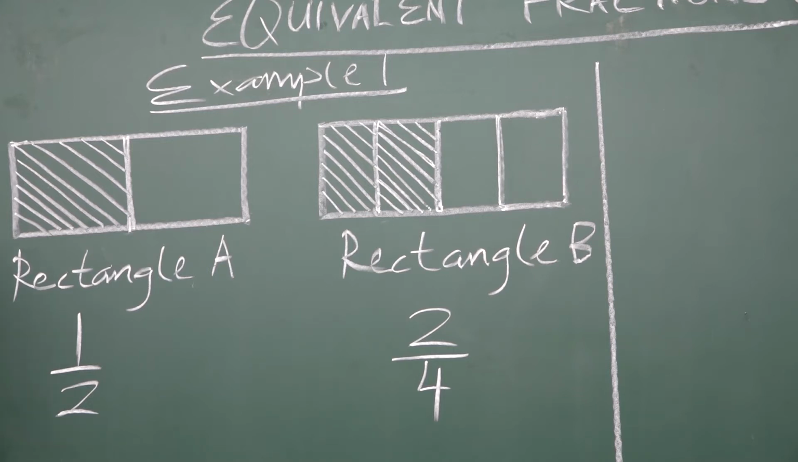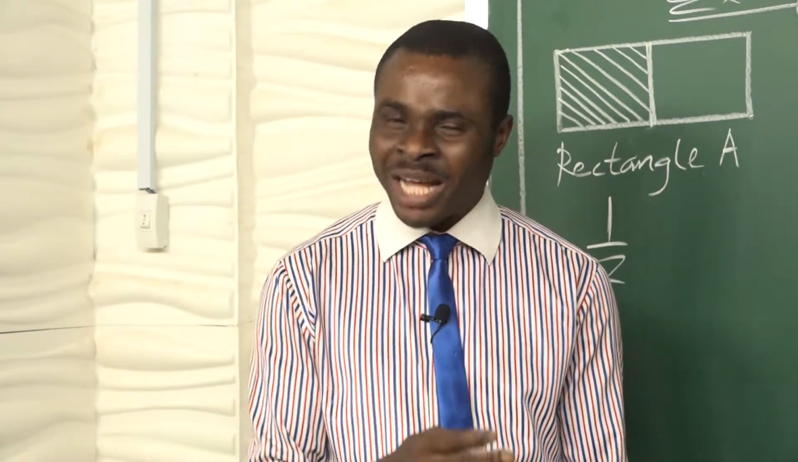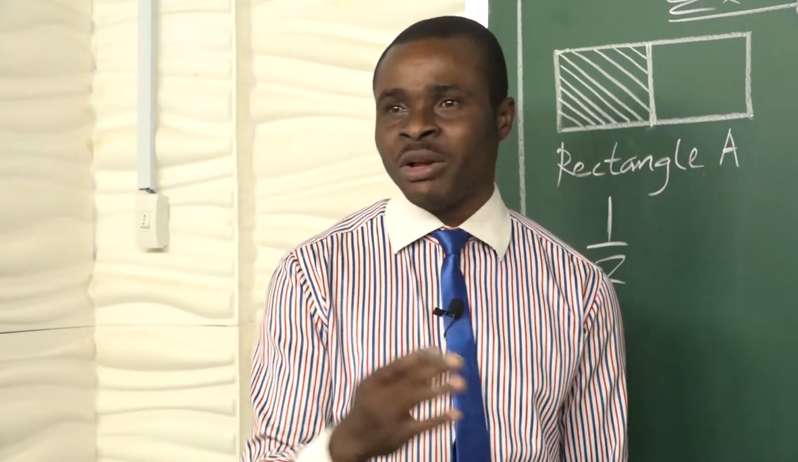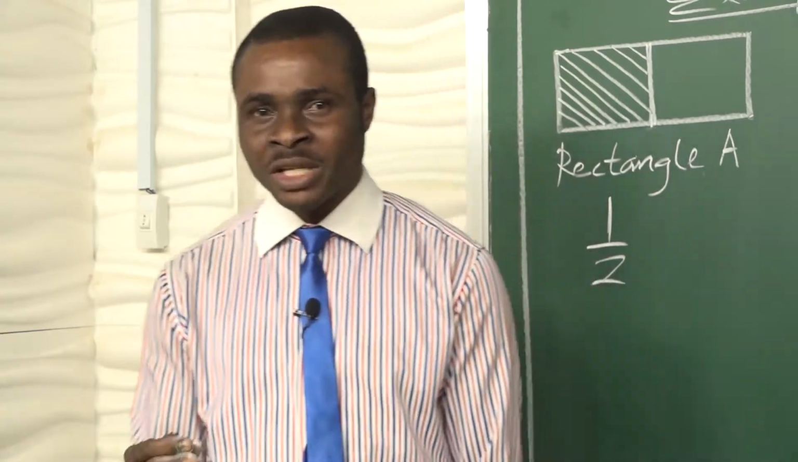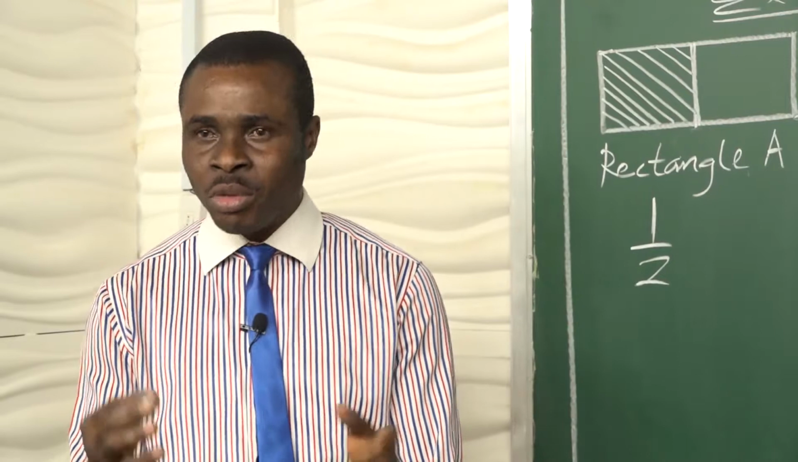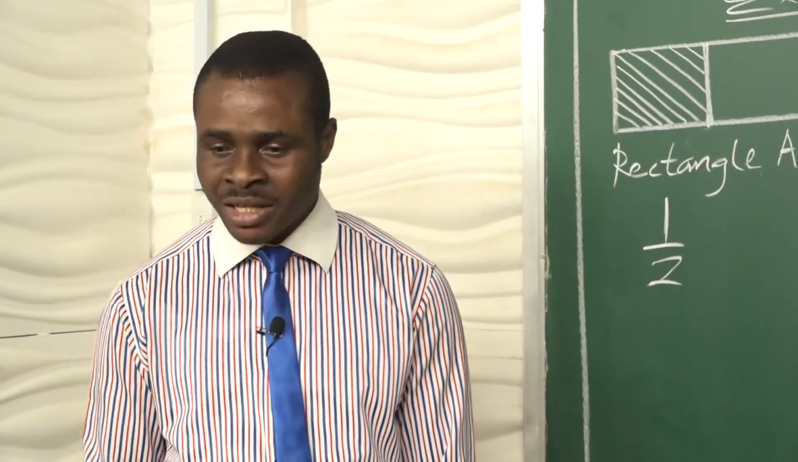With these two fractions, we can say they are equivalent fractions, because the second fraction, which is 2/4, if you reduce it to the lowest term, you are going to have 1/2, which is the same thing as the other one. An equal part of it is shaded. So it's the same thing compared to the first one. So both rectangles or both fractions are referred to as equivalent fractions.